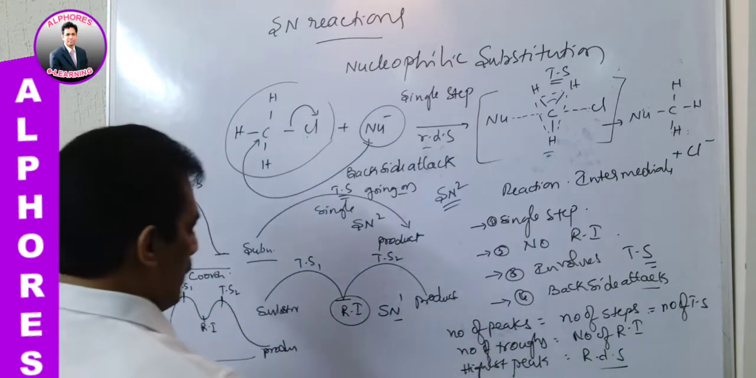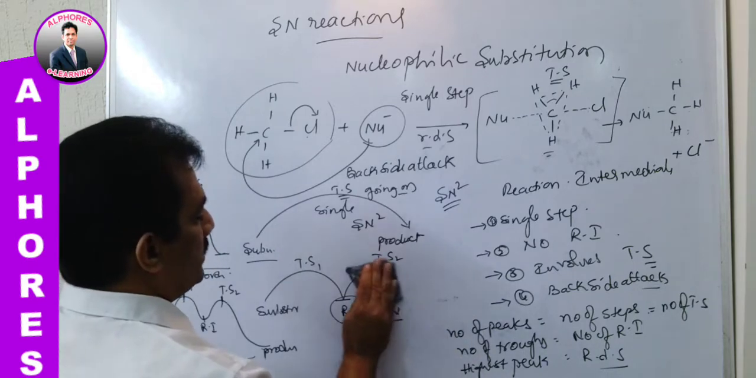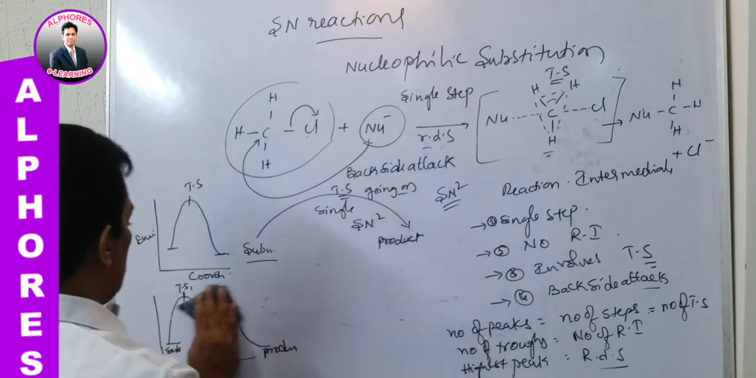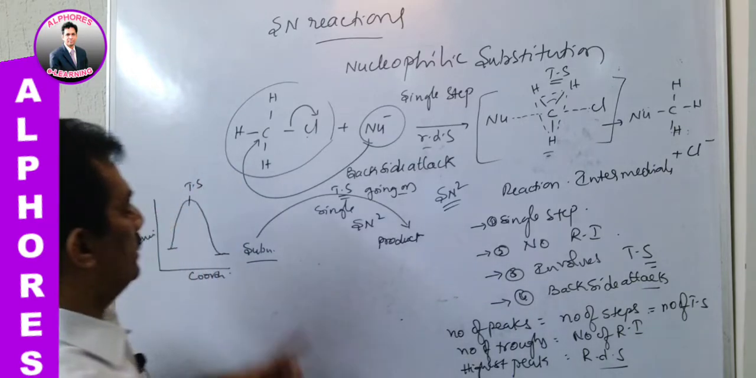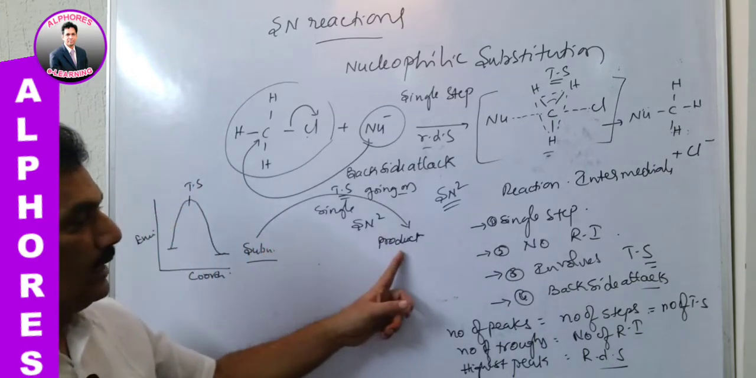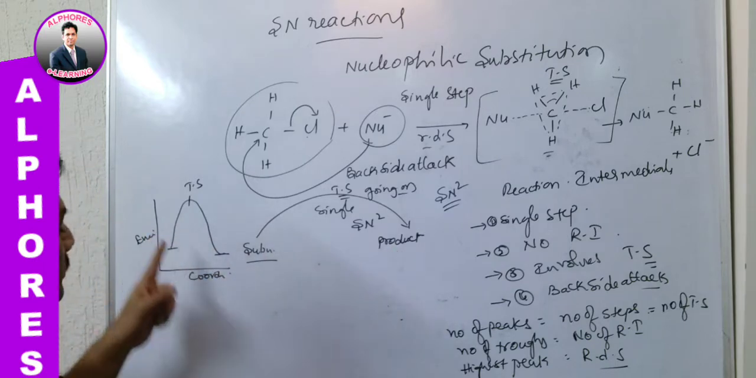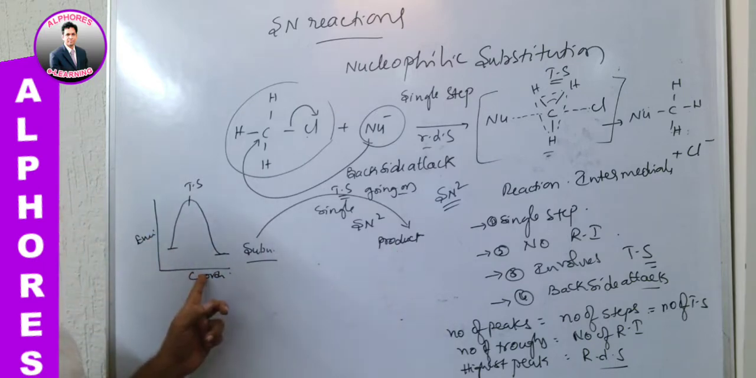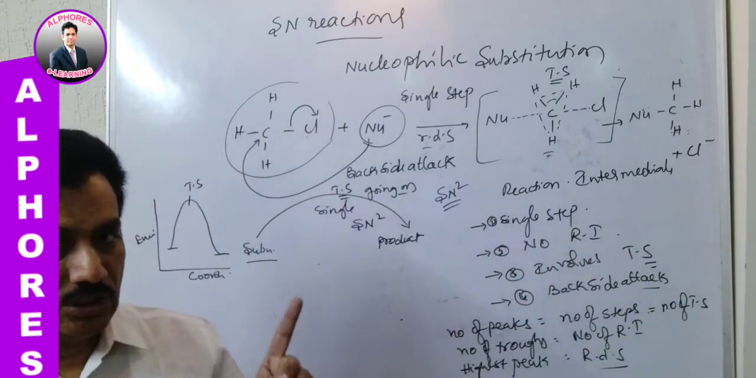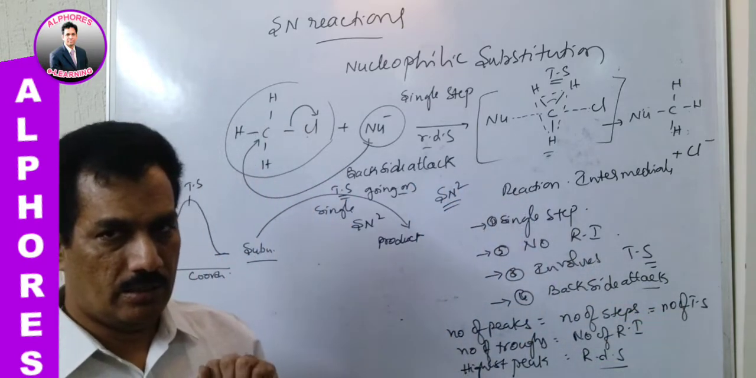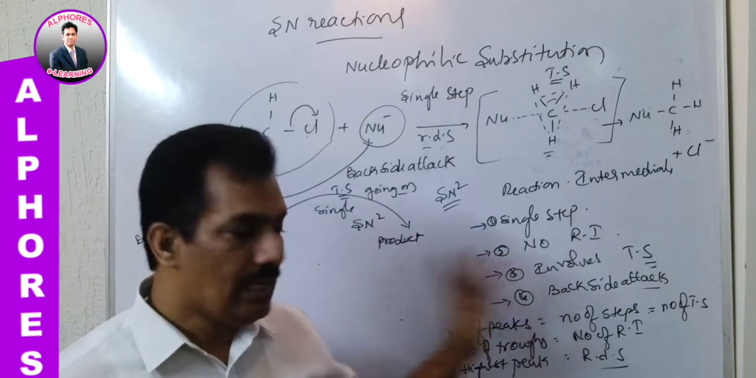Clear? And now, coming to the SN2 mechanism that we were observing: here the substrate goes directly to product in a single step reaction, thereby only 1 peak and only 1 transition state. There is no reaction intermediate, and the attack is a backside attack.